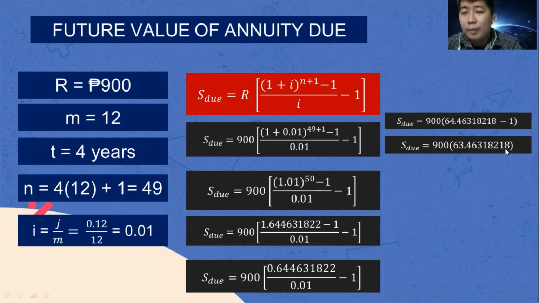63.46318218. In the final step, we are going to multiply 63.46318218 by 900. And the final answer is 57,116.86. That is the future value of the annuity due after 4 years.